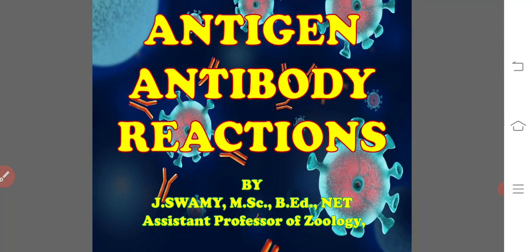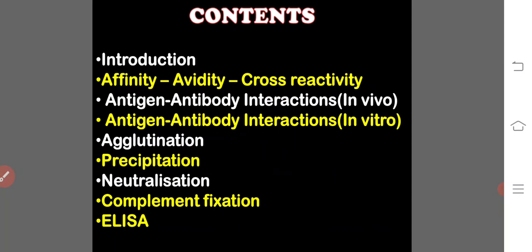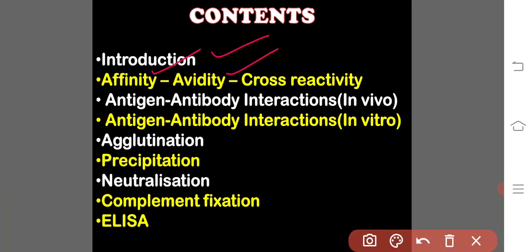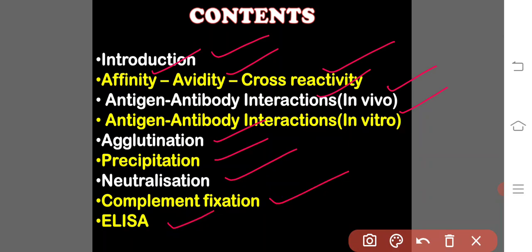Today we are going to learn the antigen and antibody reactions. Under this topic, we are going to discuss the introduction to the topic and the related terms of the antigen antibody reactions like affinity, avidity, and cross reactivity, antigen antibody reactions in vivo, and antigen antibody reactions in vitro like agglutination, precipitation, neutralization, complement fixation, and ELISA.